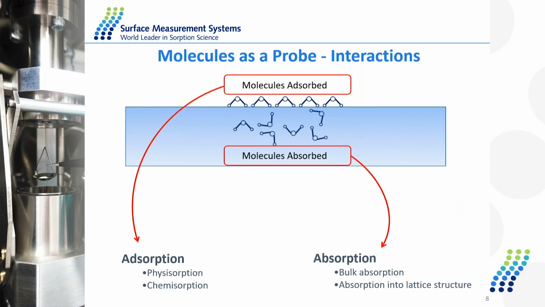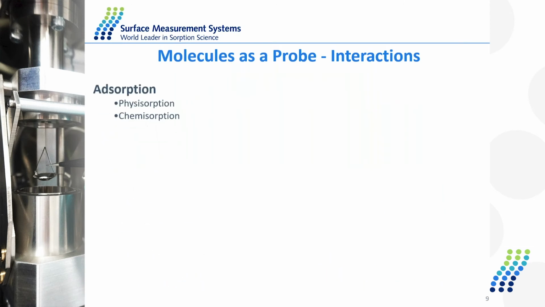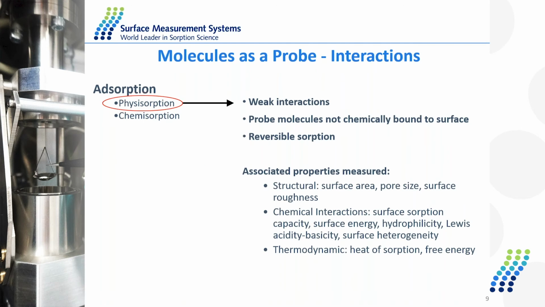So when we talk about the molecules adsorbed on the surface, it will be either physisorption, which is a weak interaction and usually a reversible process. And all the properties we can measure by physisorption are related to the surface, like surface area, surface energy, pore size distribution, or heat of sorption.